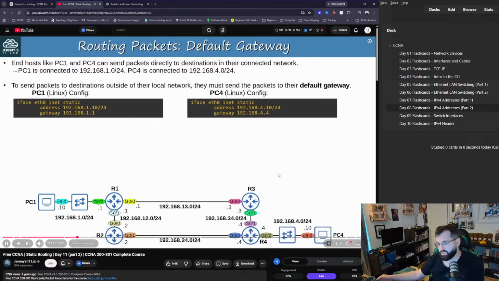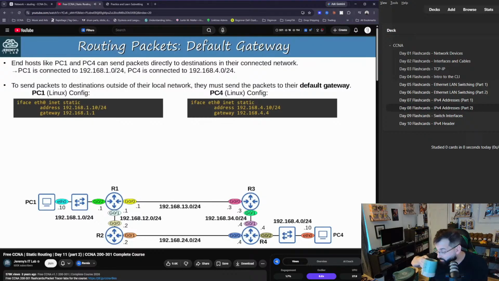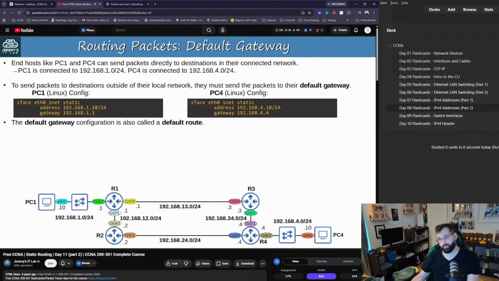In Linux, the interface configurations are stored in a text file that you can edit. On PC1, for example, there is the line address 192.168.1.10/24, which configures the IP address as 1.10 with a prefix length of /24. And below that is the default gateway configuration, gateway 192.168.1.1. So to send packets to destinations outside of its local network, PC1 will send packets to R1. The default gateway configuration is also called a default route.